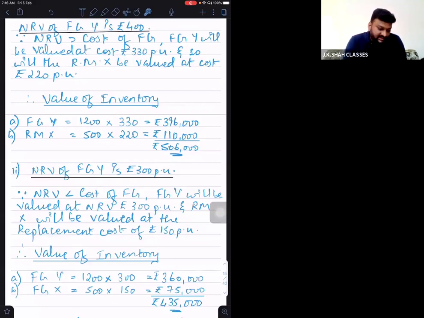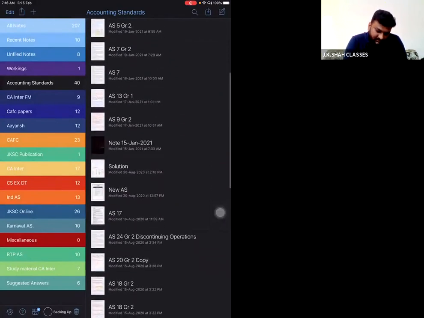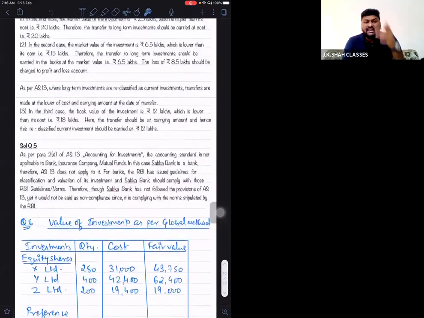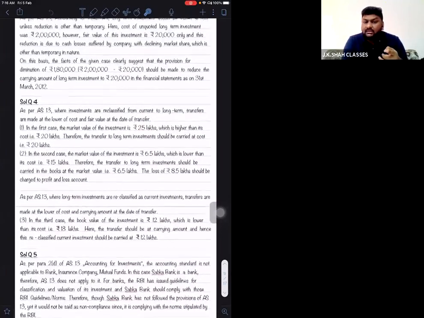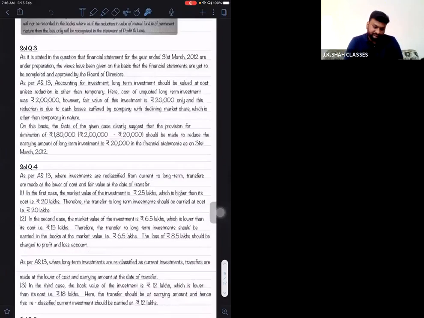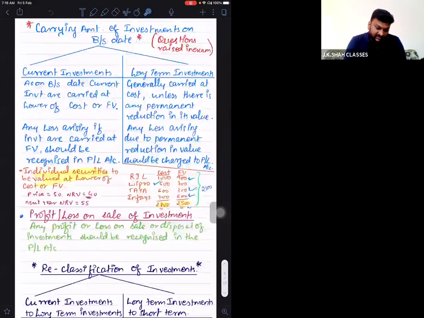So the next standard that we are starting today is AS13. But okay, one minute. Is the AS13 link available? I think that one note is not available here. That is not available. That may create a problem.